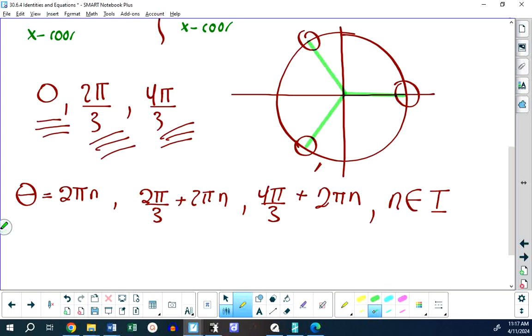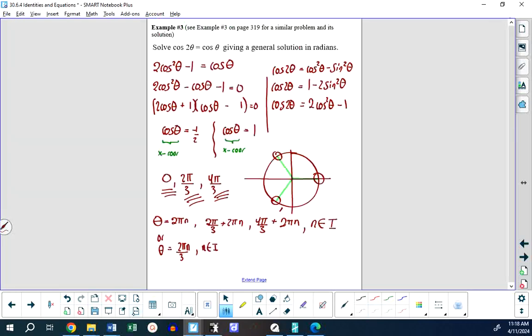So you can write all of this, or you can say theta equals multiples of 2 pi over 3. And that will give you the 4 pi over 3, the 0 pi over 3, the 6 pi over 3, etc. Okay, so I'll pause there. Does anybody have any questions about the work with that one?